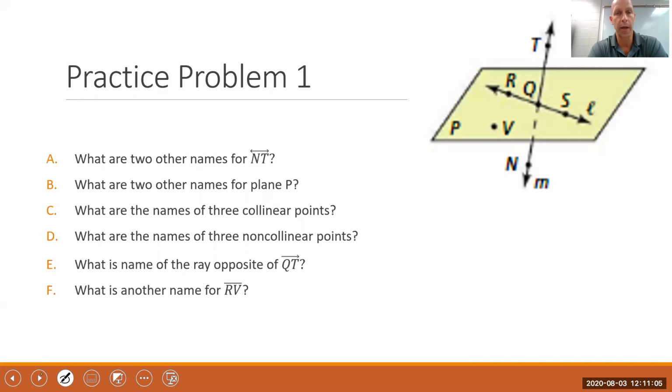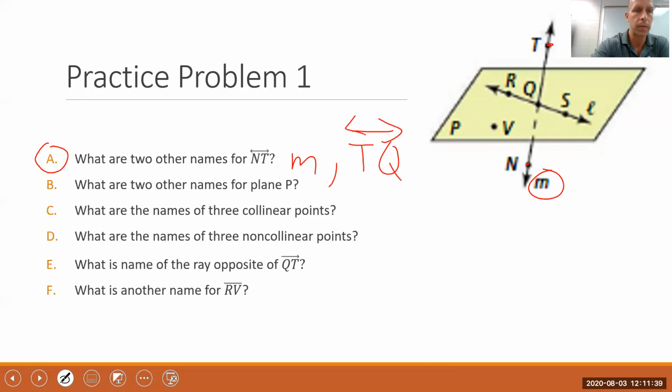So let's look very quickly at a couple of practice problems. I'm not going to do all of these. Let's just do a couple of them. Let's look at A. It says, what are 2 other names for line N? Here's N and here's T. Well, one way we could call that line is to just use the lowercase script letter N. Another way you could name that line is line TQ. There are actually other ways you can name it, but that's 2.